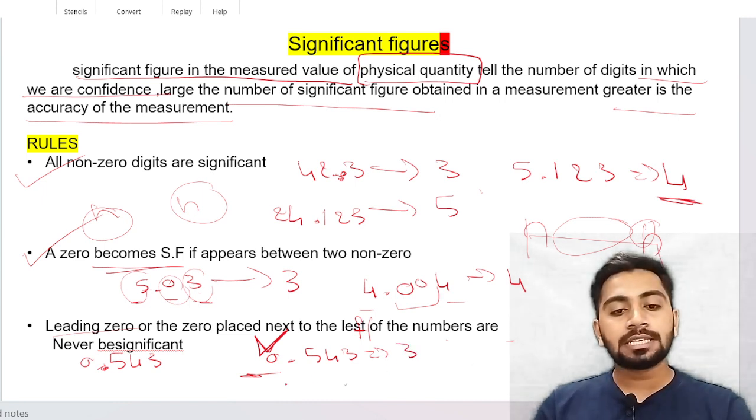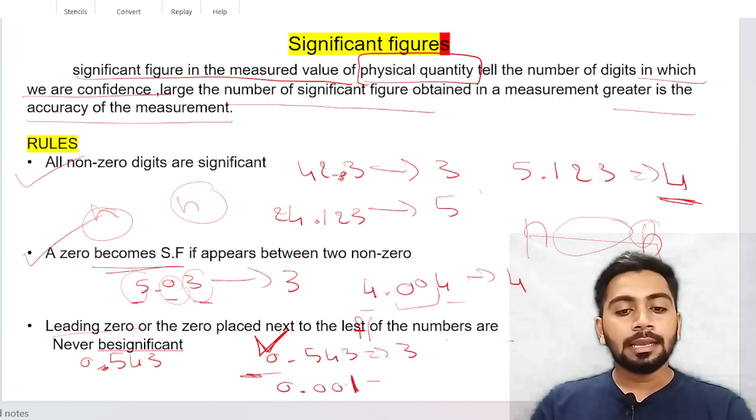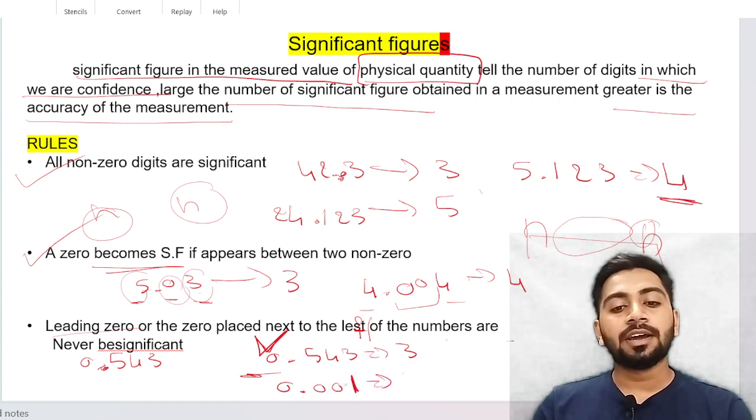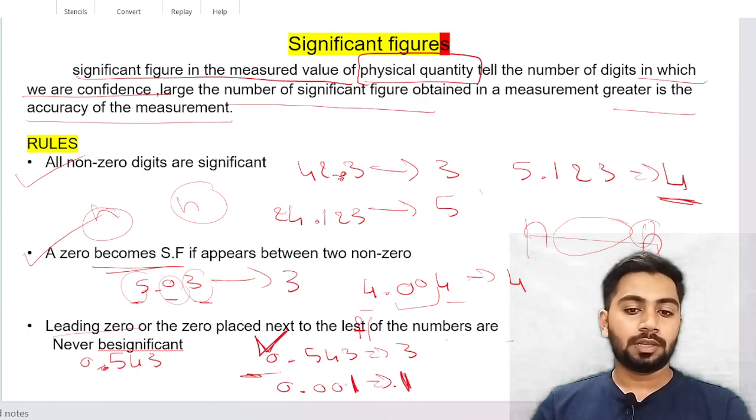Now, if you take one more example, let us take 0.001. In this condition also, the significant figure is only 1.